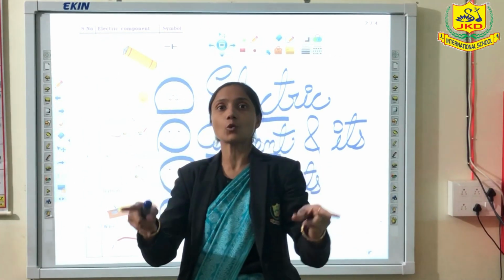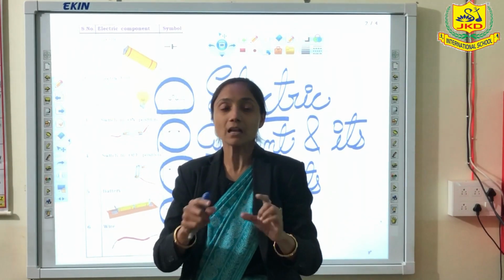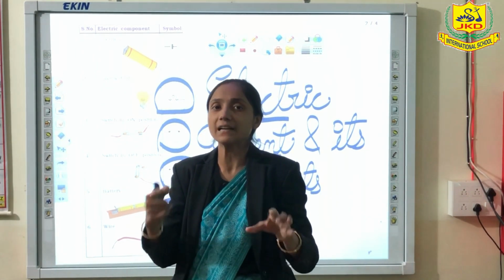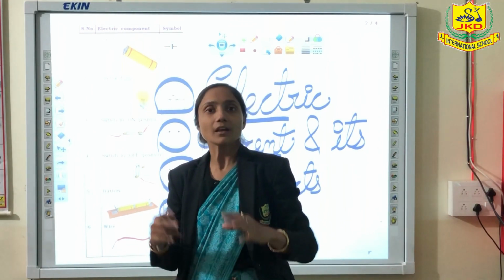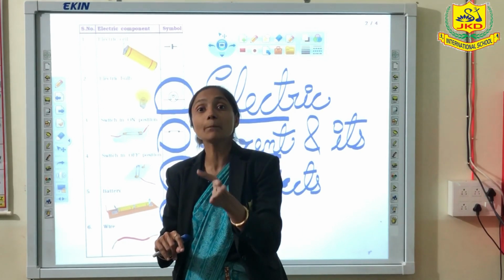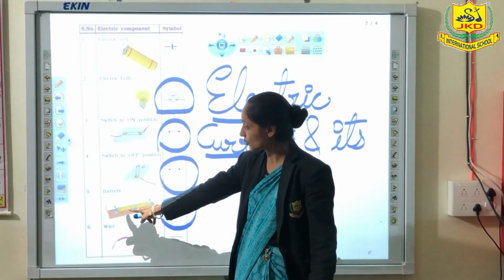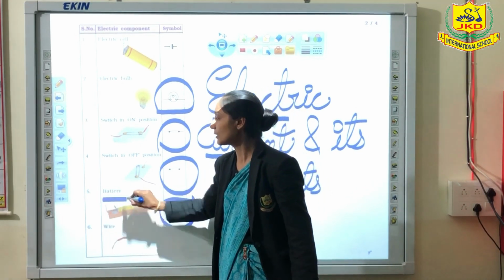If you have seen the toys of a small child, you can also see that 2-3 cells are present inside in a connection. It is not a single cell, so it is called a battery. A combination, a group of cells, is nothing but your battery.